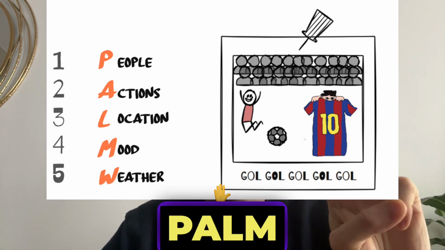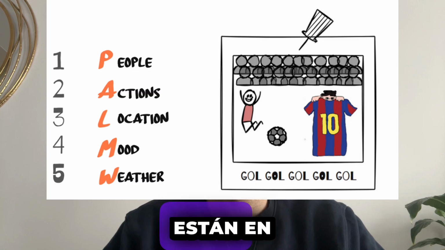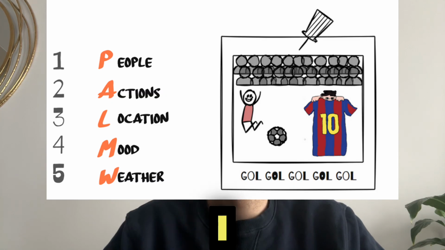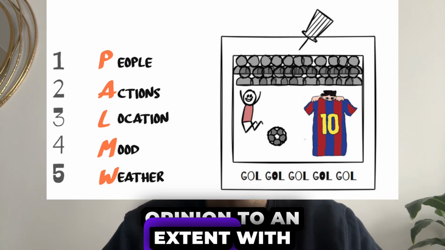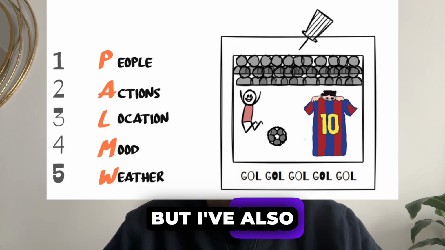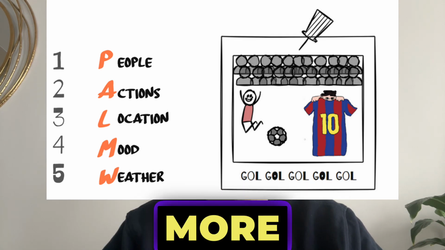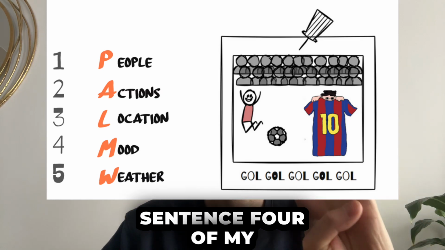Sentence 3 of my palm wave. Creo que están en un estadio. I think that they are in a stadium. So I've got a verb of opinion to an extent with creo, but I've also added their location, so I'm adding a bit more detail. Sentence 4 of my palm wave.